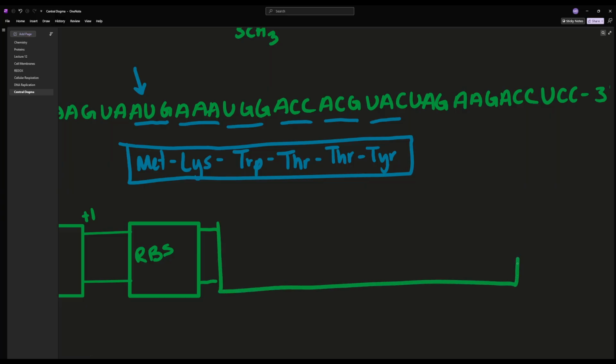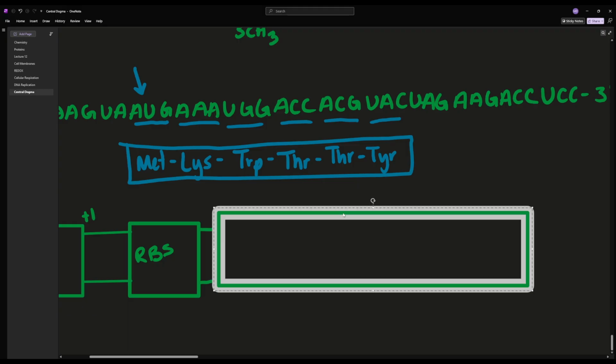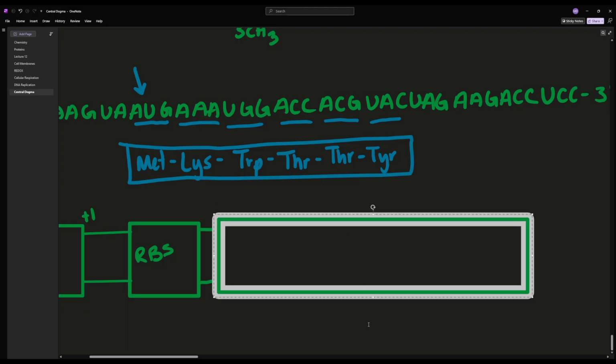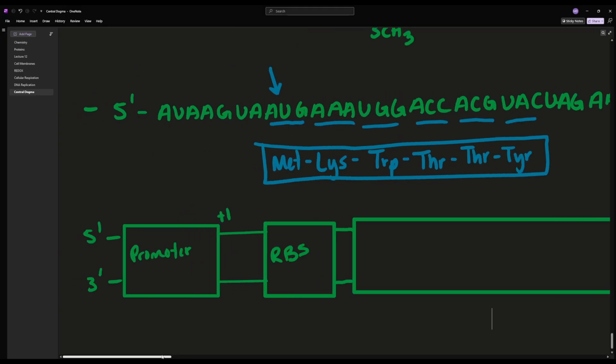Anyways, after that, we're going to have our protein coding sequence. Can this move down maybe a little bit? Cool. This is going to start with our start codon. Remember, the beginning is denoted by that start codon.